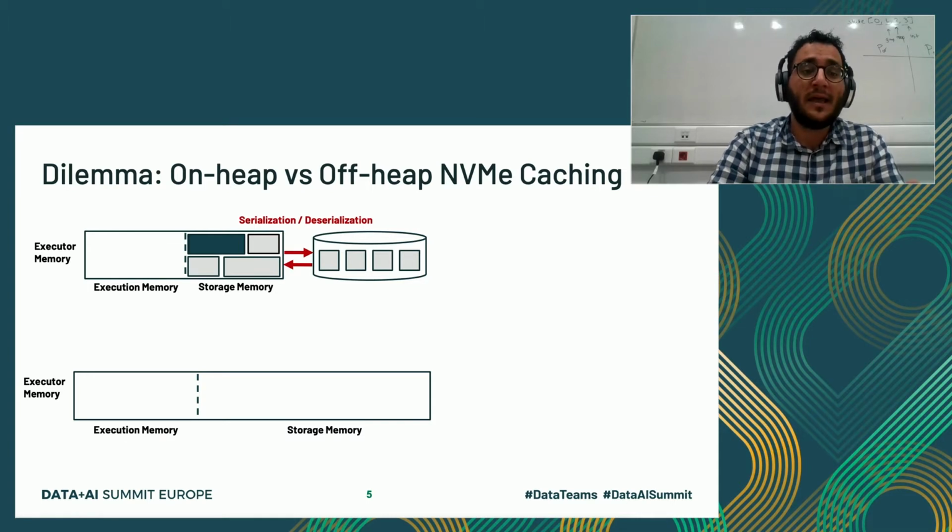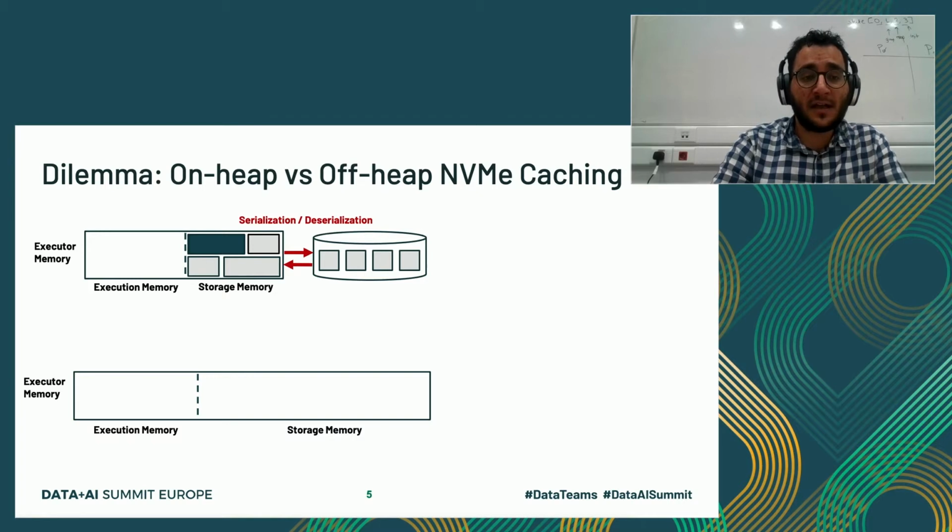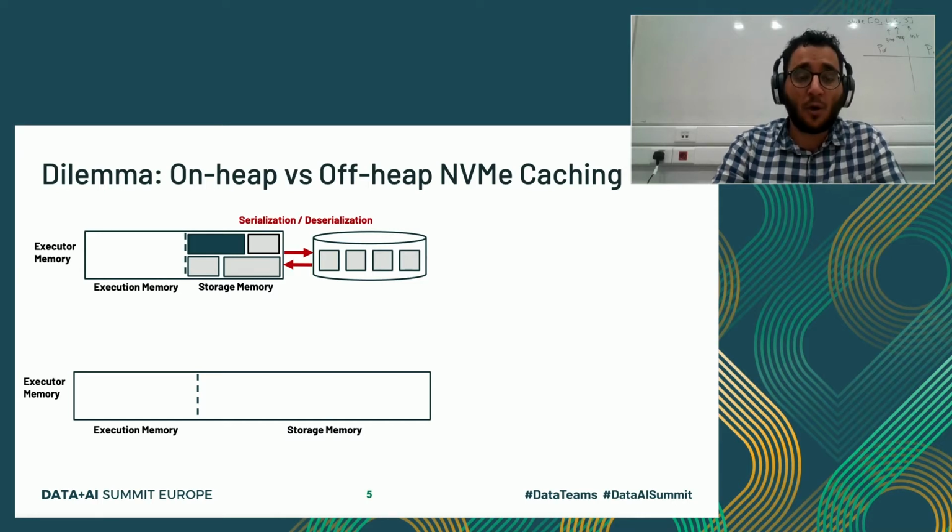Some related works use the fast storage devices as an extension of the DRAM. They try to extend the Java heap over the fast storage device. As we show in the figure at the bottom, we have a very large heap over a fast storage device, and now we have execution memory and storage memory, a larger on-heap cache, so we can locate more RDDs on heap.